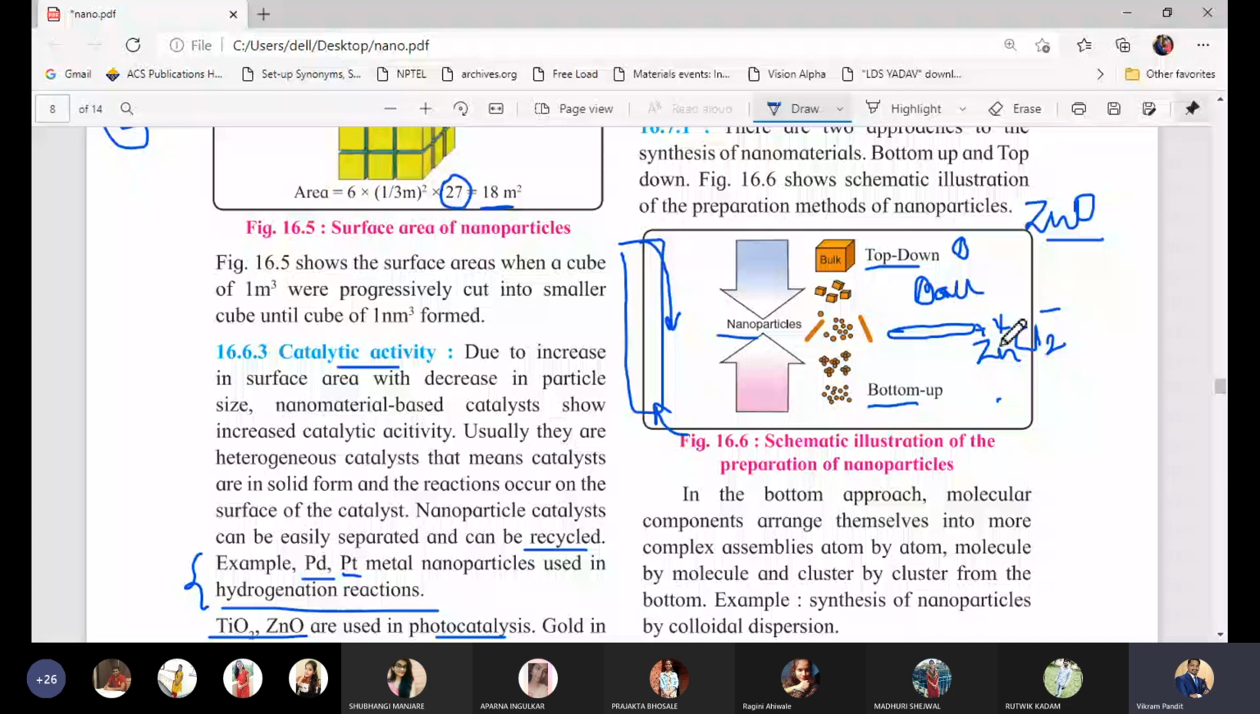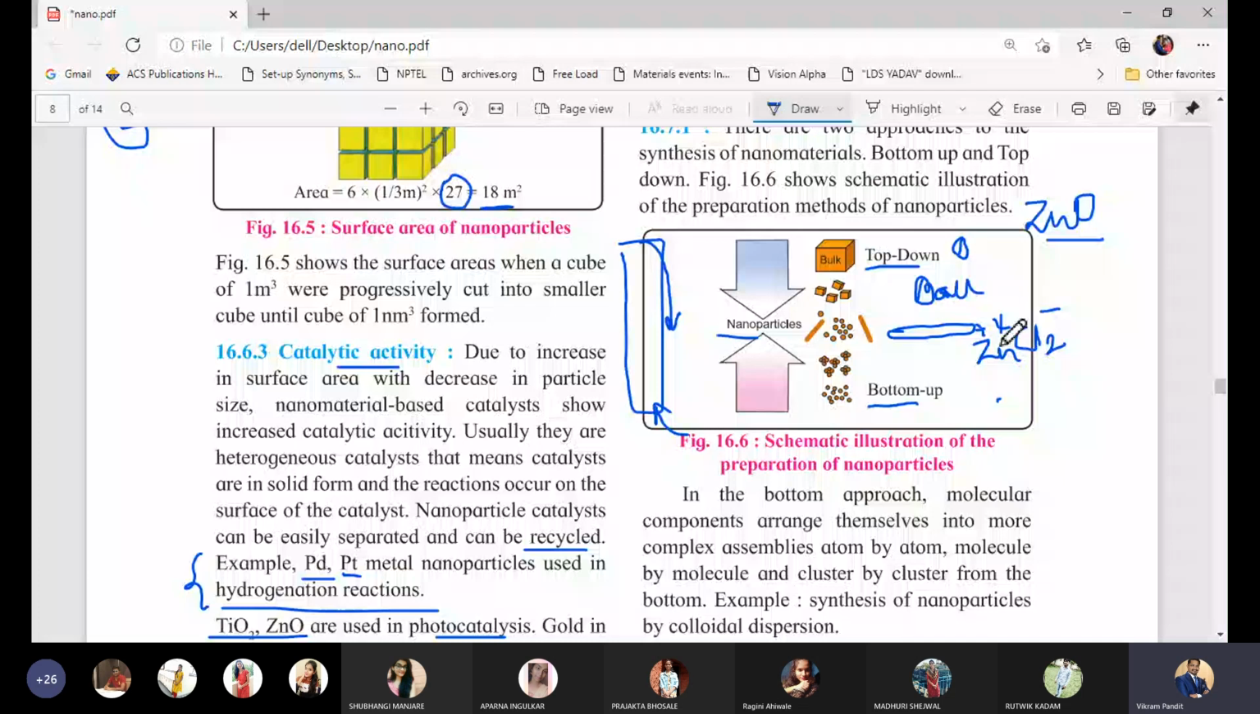Okay, so this is the case. Now we are going to see one of the synthesis methods, that is wet chemical synthesis. In wet chemical synthesis, there is a process called the sol gel process. Wet chemical means you have to take a solvent and chemicals and synthesize it. So you know sol gel. What is sol and what is gel, that we are going to see here.